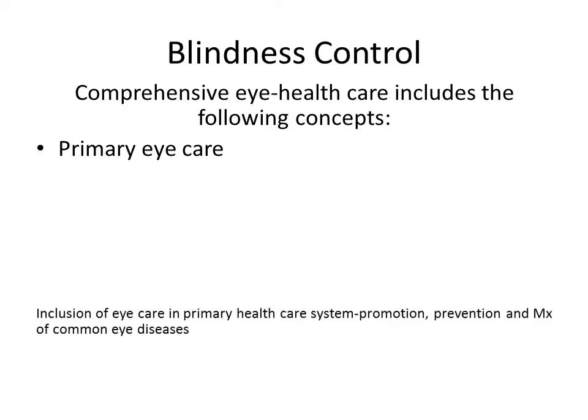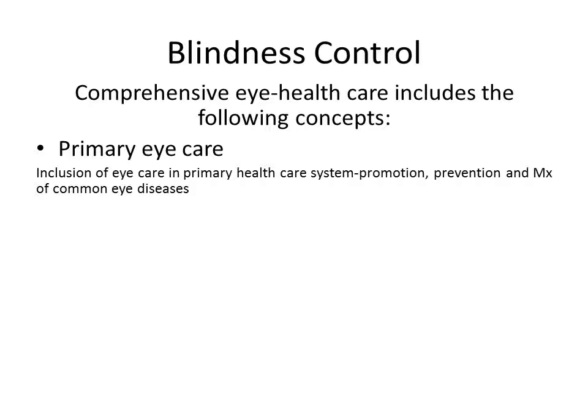Let us discuss in a little more detail what is comprehensive eye health care. Comprehensive eye health care includes the following concepts. Primary eye care, that is inclusion of eye care in the primary healthcare system itself. Promotion, prevention and management of common eye diseases can itself lead to a lot of prevention of blindness.